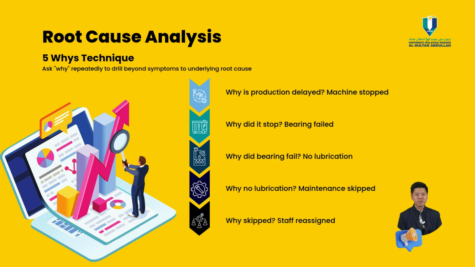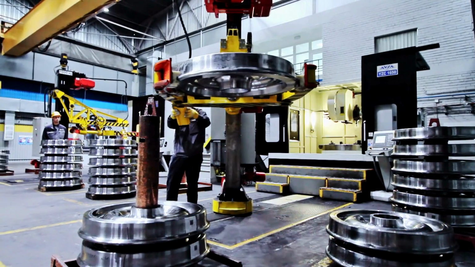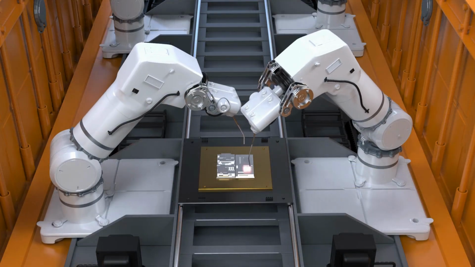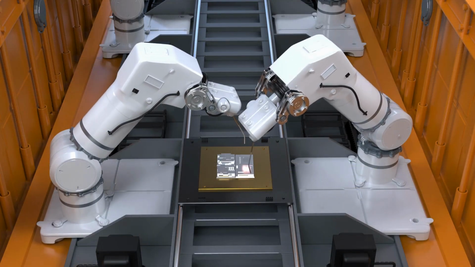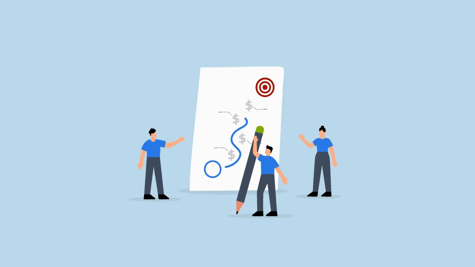Another brilliant tool is the fishbone diagram, which visually categorizes all potential causes of a problem. At Boeing, this technique helped them discover that wing assembly defects were not caused by worker error, but by a failure in tool calibration.